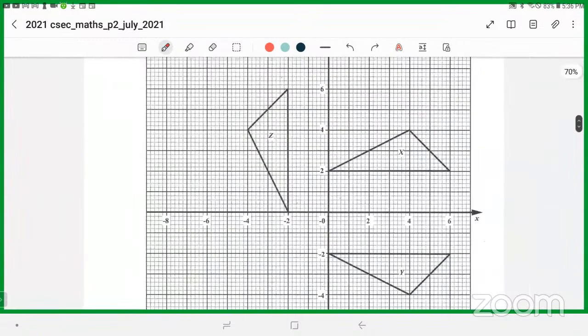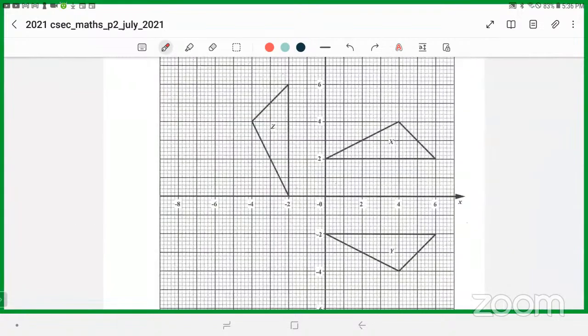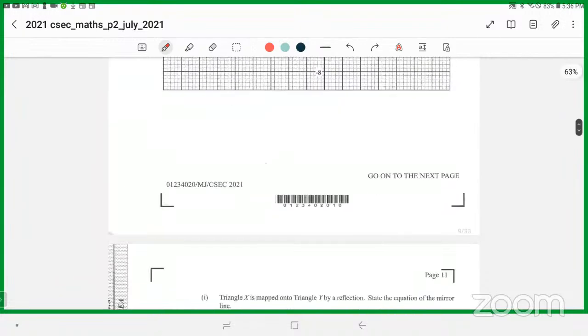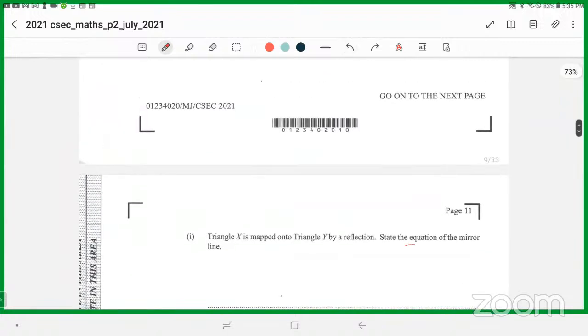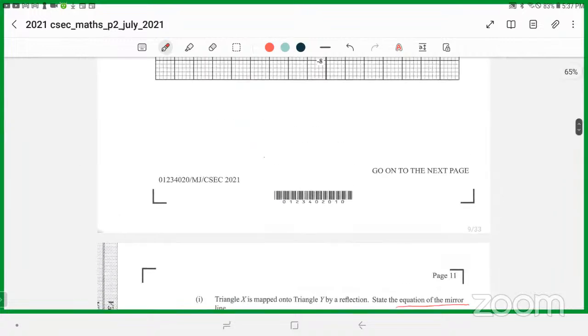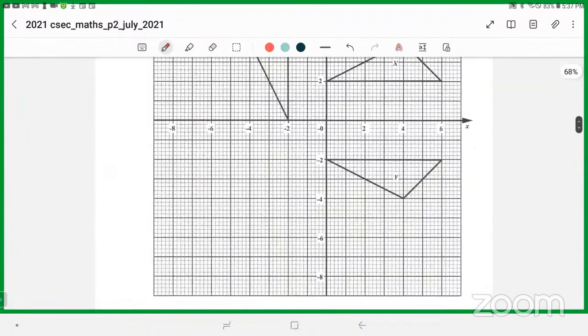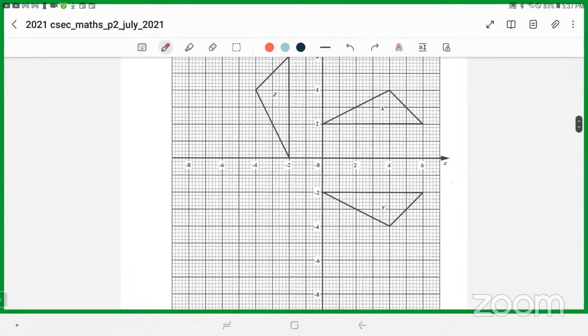All right, so we have some transformation taking place here, right? You can actually look and see what transformations they are. They're kind of straightforward. They're clear. This one says triangle X is mapped onto triangle Y by a reflection. State the equation of the mirror line. See, they want the equation of the mirror line. All right. So clearly from this to this, the mirror line is halfway between them. So it must be this x-axis.